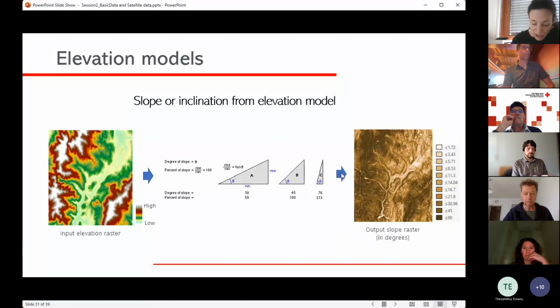The input is an elevation raster, like here on the left. Each cell has a location and a height value. Then the algorithm for calculating the slope extracts the steepness of the slopes, and ultimately those new values can be categorized and colored, like here on the right, to show us the incline of each part of the terrain.